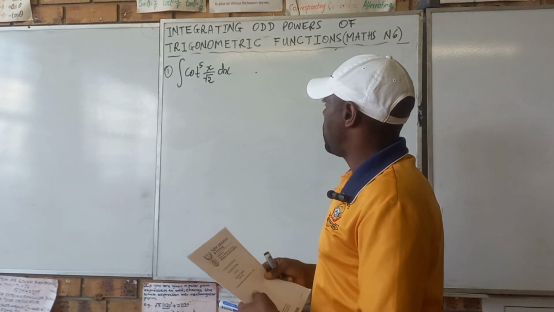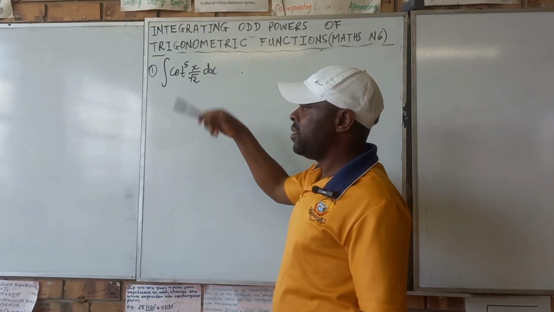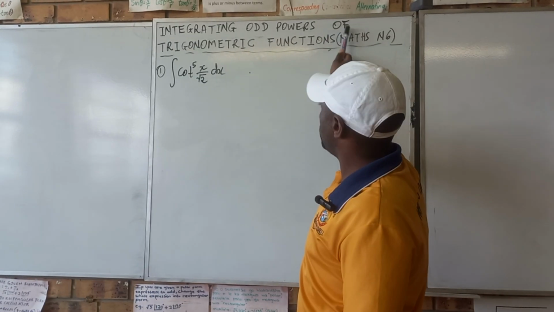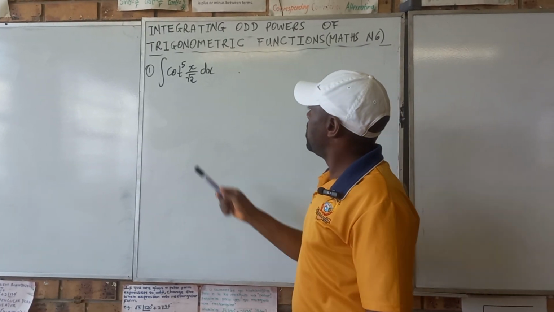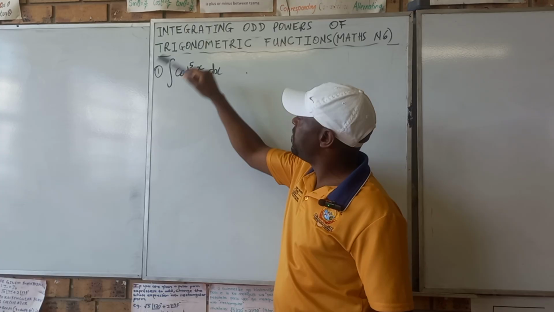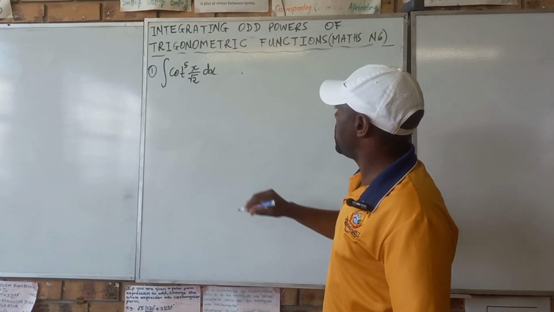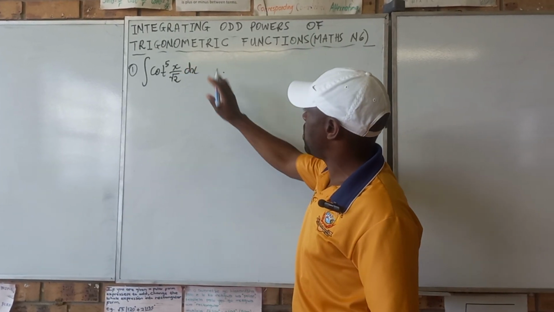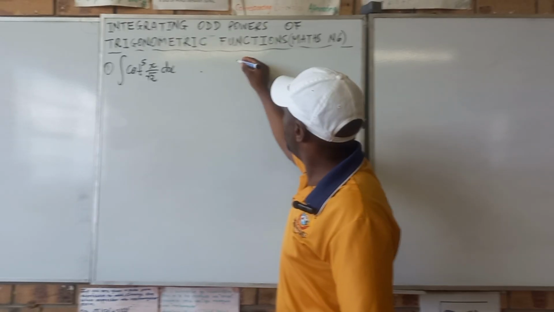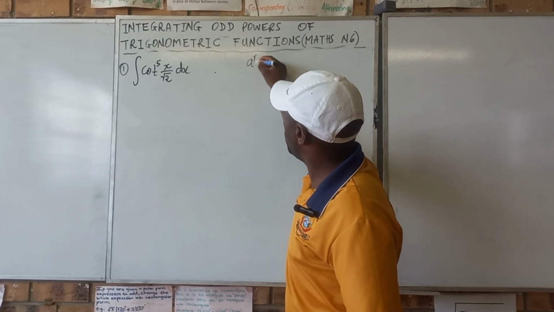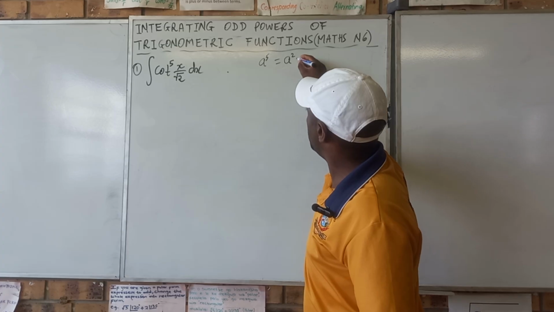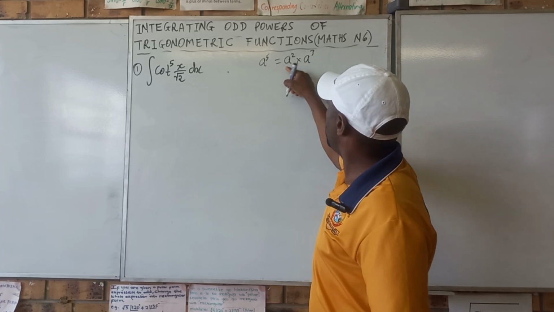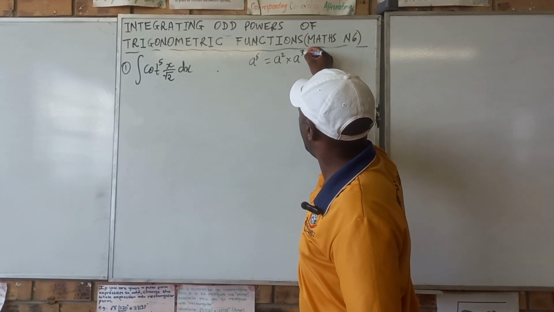Good day, everyone. We're still busy with integrating odd powers of trigonometric functions from math physics. And the power here is the power 5. So, as I told you in my previous video, tan and cot, I put them in the same family. As far as the power 5 is concerned, when I'm breaking the power 5, I take my time, I break it to this format: power 2 times power 3.